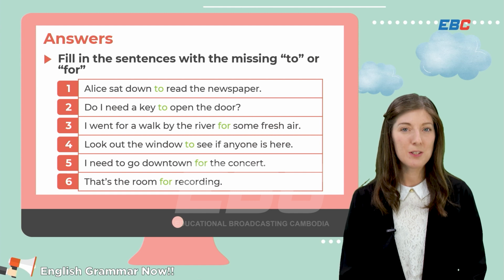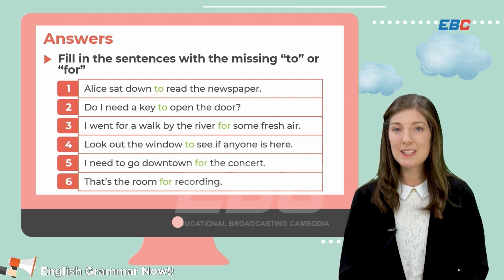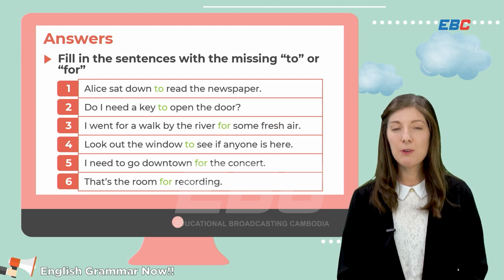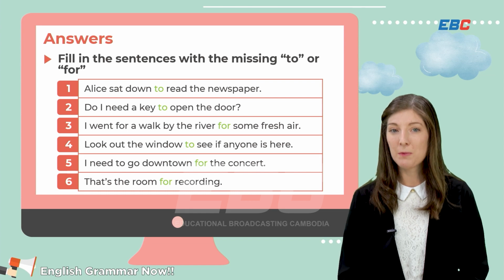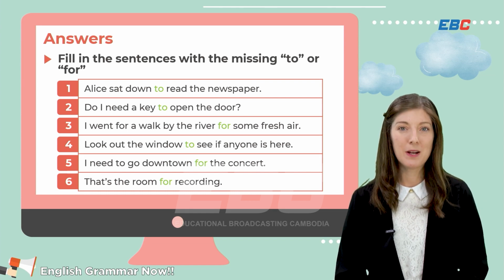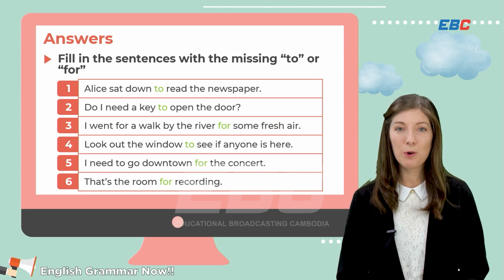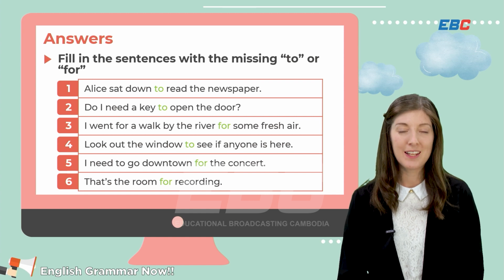Hopefully this wasn't too difficult because you can see after the blank if it was a noun or a verb. The only tricky one might be number 6 because recording is the gerund form of the verb to record. So we need to have for in that blank.